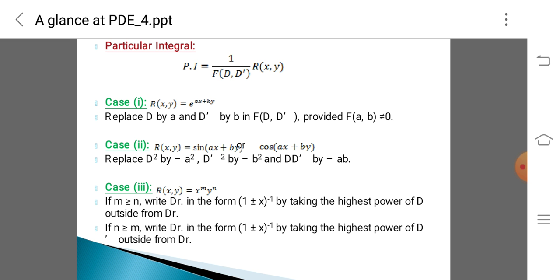Then case 3, R(x,y) = x^m y^n, where m and n are constants. Of course, they are integers.